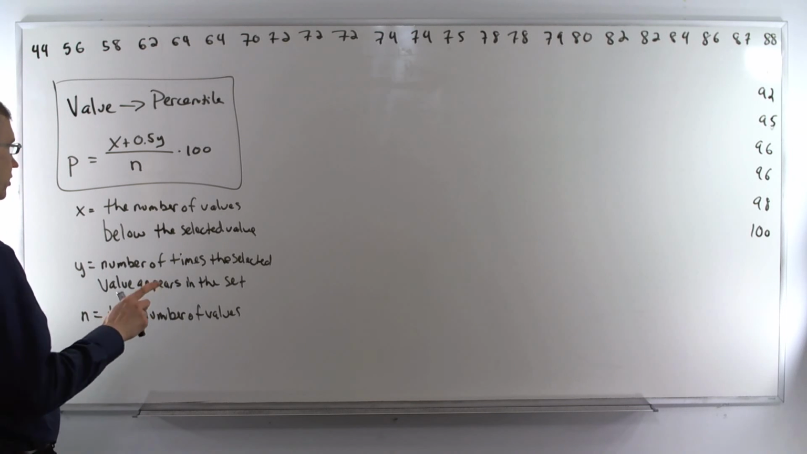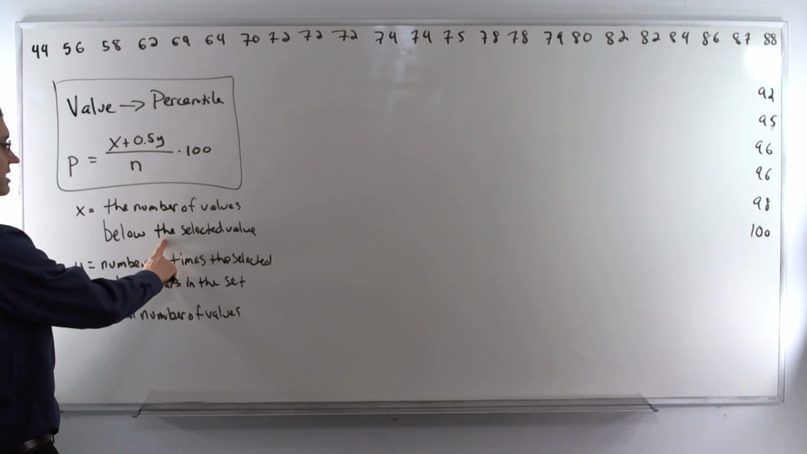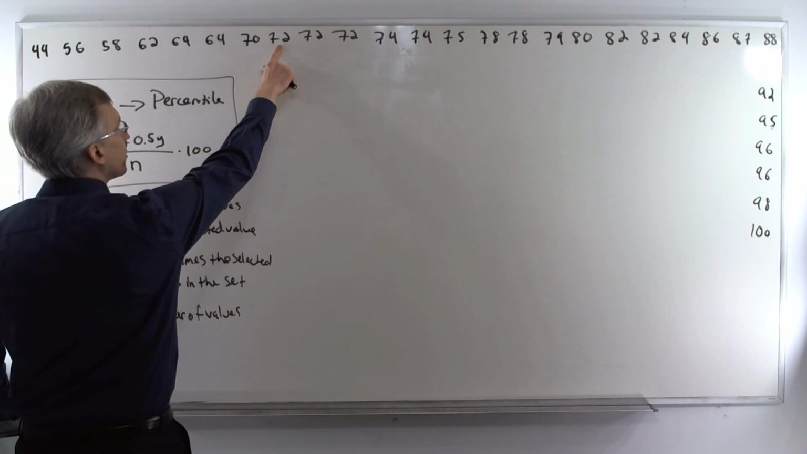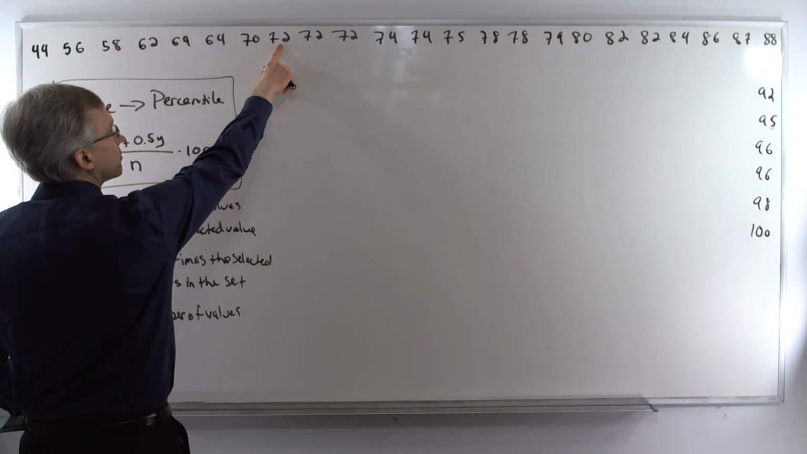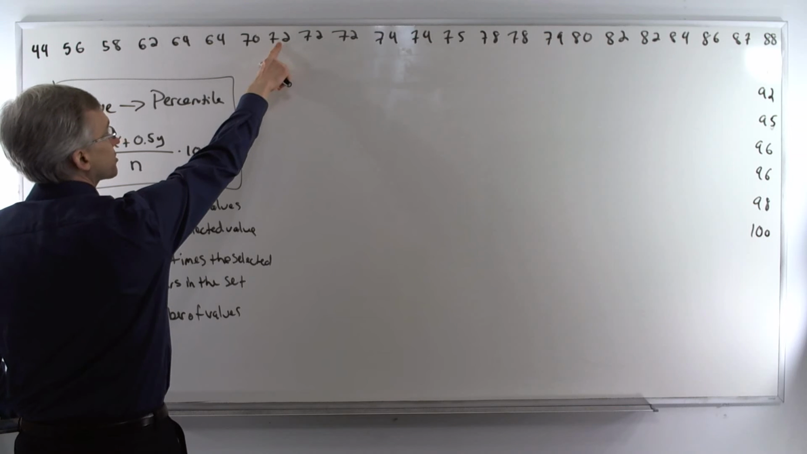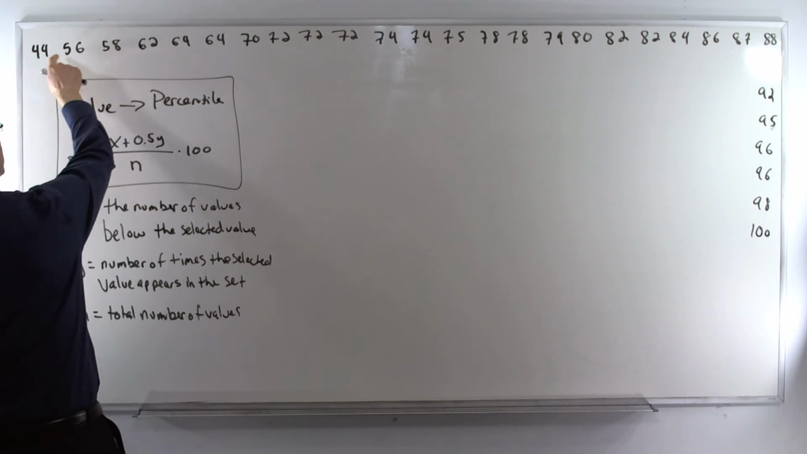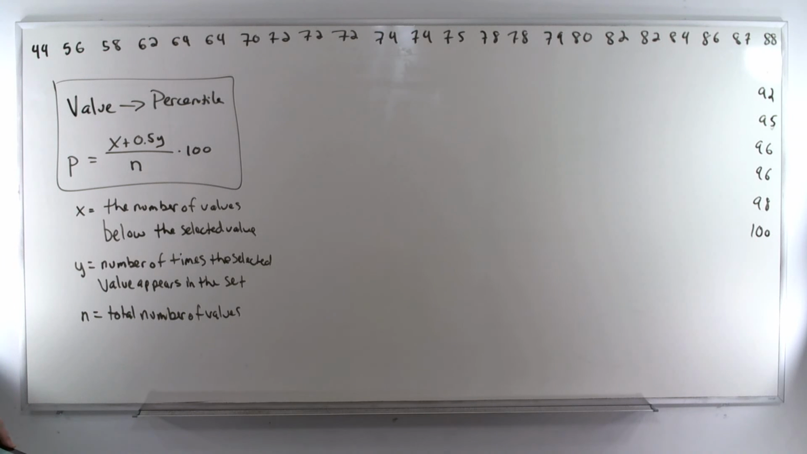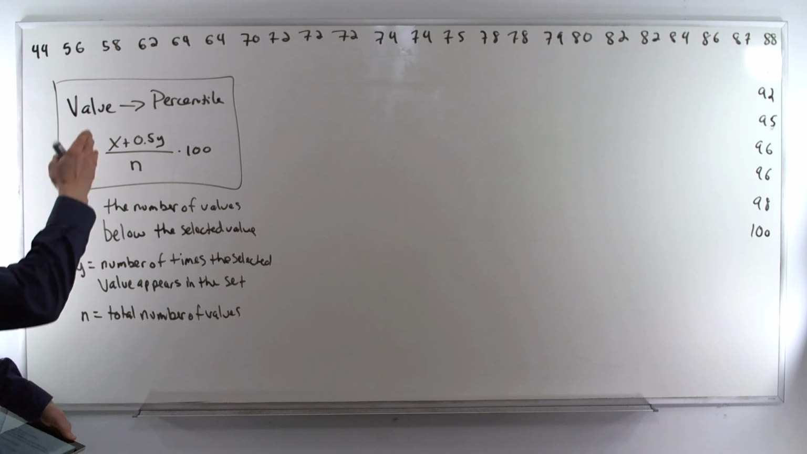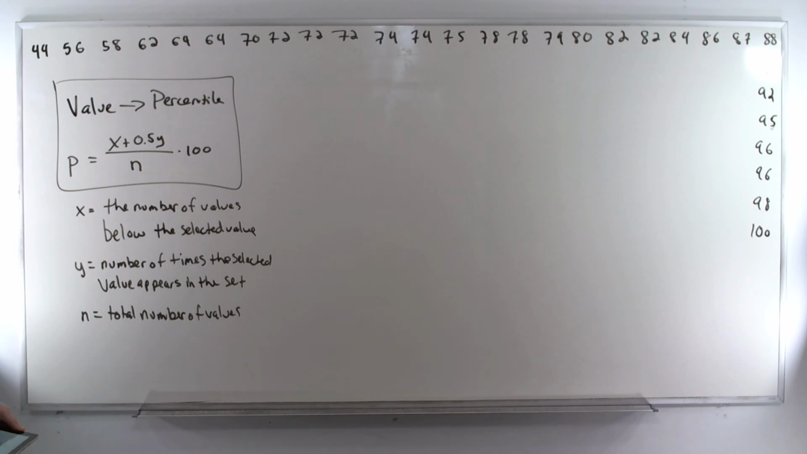Now, if we pick 72 and we want to find the number of values below the selected value, you want to find the number of values below the leftmost selected value. So start here on the left and then count: 1, 2, 3, 4, 5, 6, 7. So if the selected value is 72, x would be 7, and y would be 3, because there are 3 72s. And just like last time, n is the total number of values.